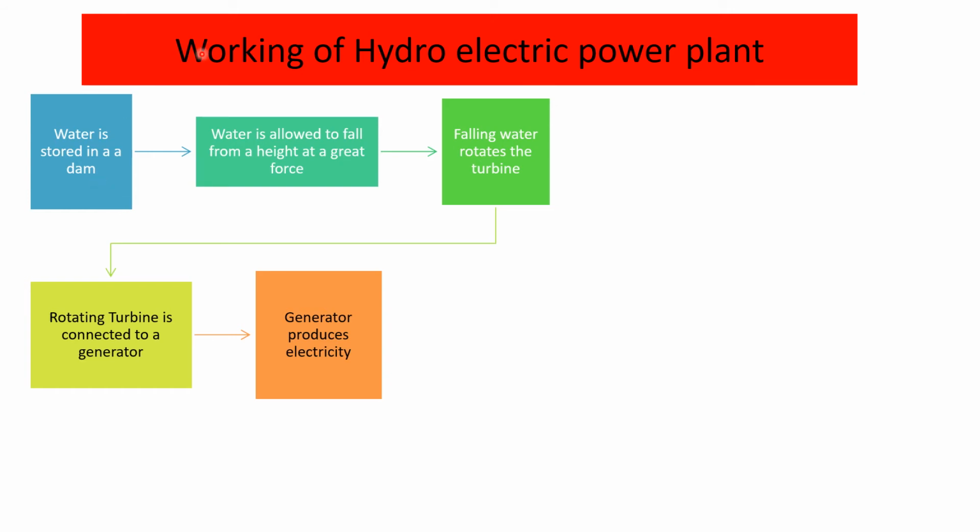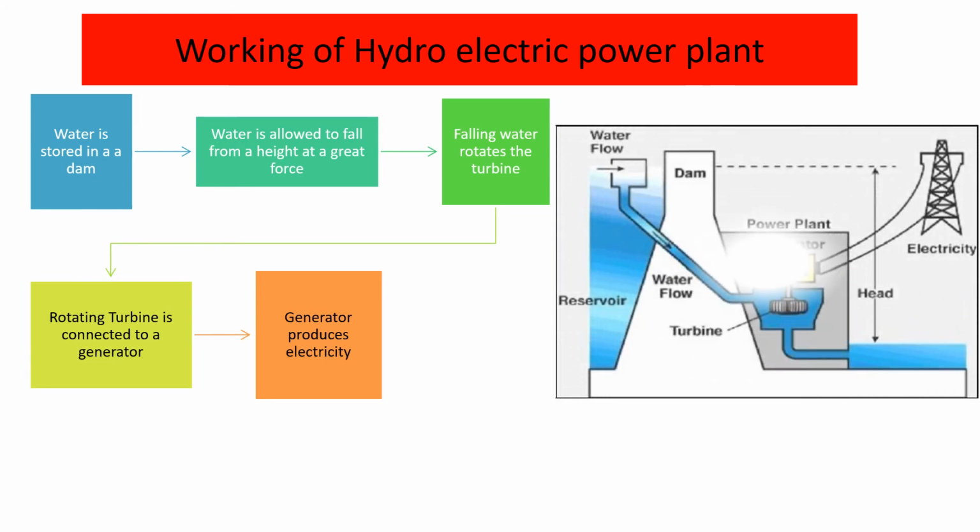Right? So now how does this hydroelectric power plant work? So what we do is water is stored in a dam. Now from the dam, it is allowed to fall from great height at a great force. Now this falling water, when it strikes the turbine, rotates the turbine. When the turbine rotates, that rotating turbine is connected to a generator. The generator produces electricity. From water falling, rotating turbine, we have electricity, right? So this is how it works.